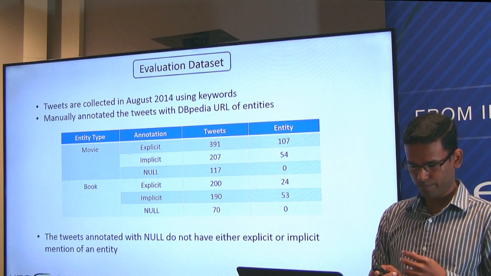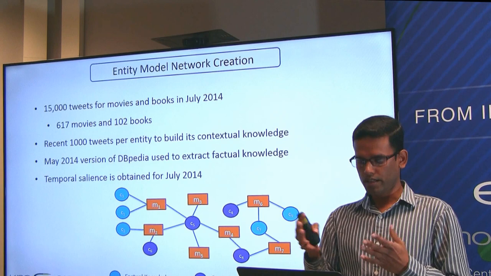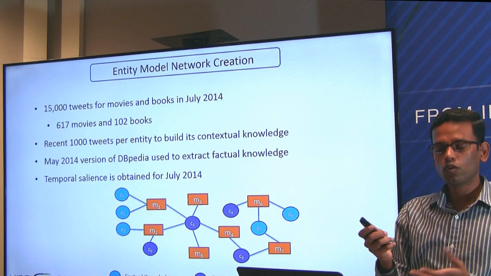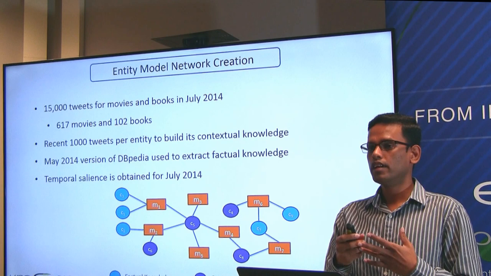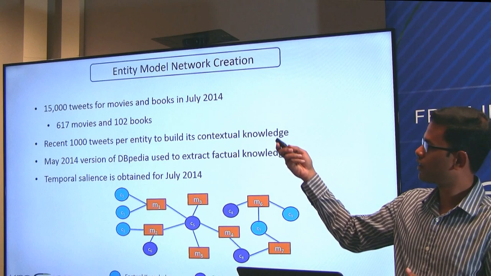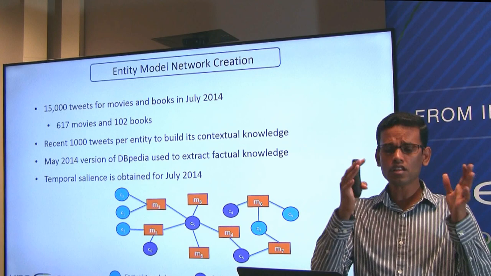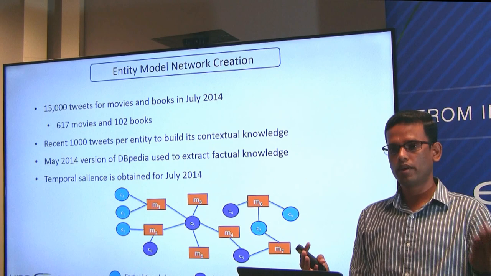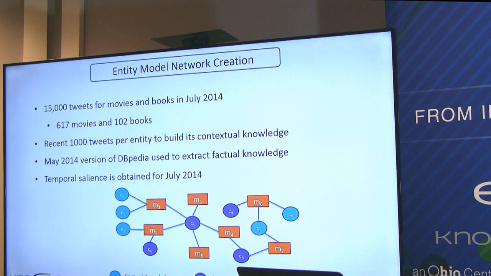We collected the evaluation data set in August 2014, and the entity model network, basically the knowledge about entities, we collected up to July 2014. To do this experiment, we cannot model all the movies in the world. So we found which movies had been discussed in that particular time period. We collected 15,000 tweets and annotated them for explicit entities, and among those 15,000 tweets, there were 617 movies being discussed. This 617 is the set of movies that we are interested in linking. So we created the entity model network for these 617 movies, collecting knowledge from DBpedia and the tweets, and then got the number of views for each entity from Wikipedia.